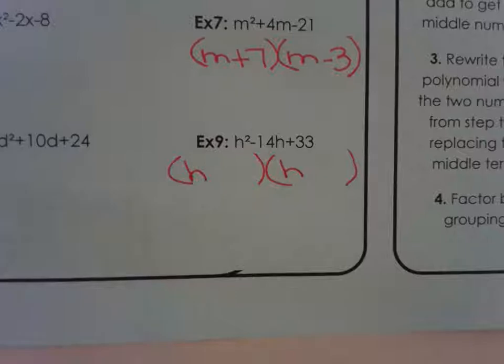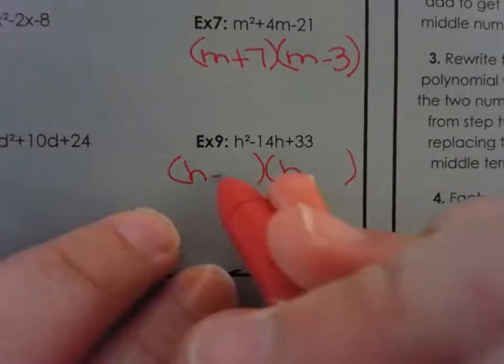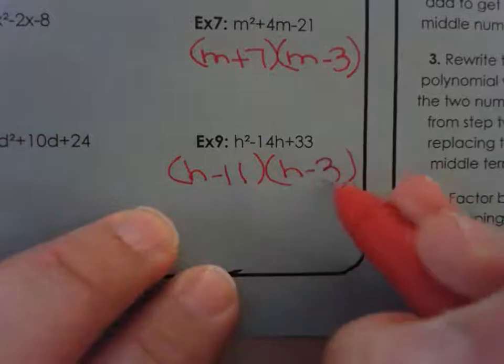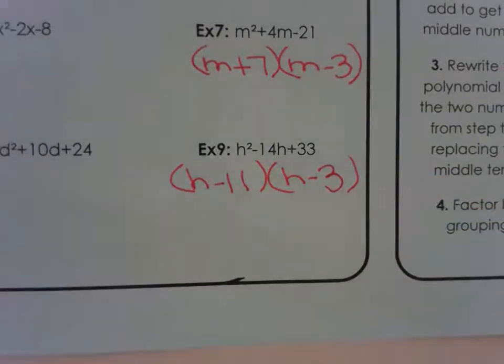Minus 11 and minus 3. I need to find two numbers that multiply to give me 33 and add to give me negative 14. Negative 11, negative 3. They have to multiply to get a positive, so they both have to be positive or negative. But to add to get a negative, they both have to be negative. That's your final answer. Again, these should kind of look familiar to you.